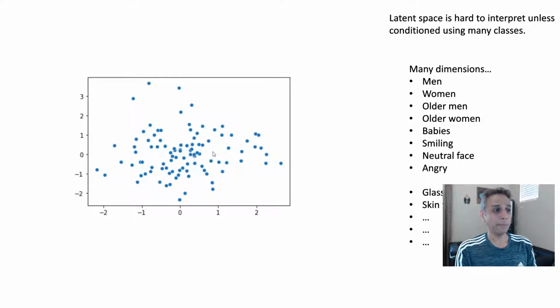So there are many dimensions. Like if you look at most of the face databases, it comes with appropriate tags, whether it's a man or a woman or an older man, older woman, like with their age, and are they smiling, are they angry, do they have glasses, what skin tone do they have, and a whole bunch of attributes. So how do you map that here?